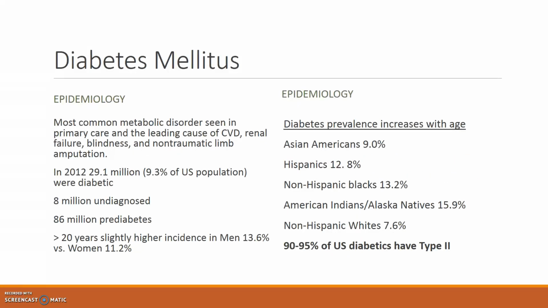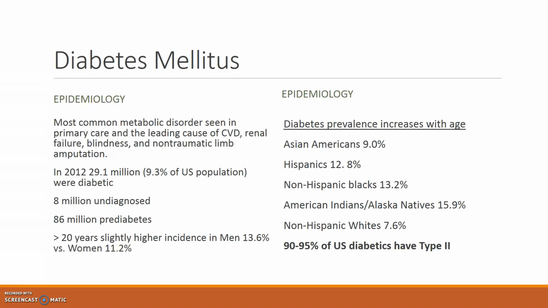The epidemiology of diabetes is scary. It is the most common metabolic disorder in primary care and the leading cause of cardiovascular disease, renal failure, blindness, and non-traumatic limb amputation. Our textbook gives us 2012 data, and I'll be able to update that in a few minutes. But look at those numbers. 9.3% of the U.S. population were diabetic in 2012. Unfortunately, 8 million were undiagnosed, and 86 million are thought to be pre-diabetic.